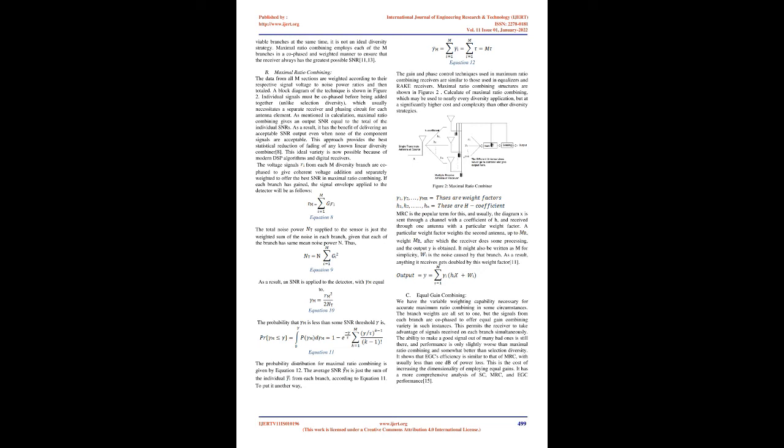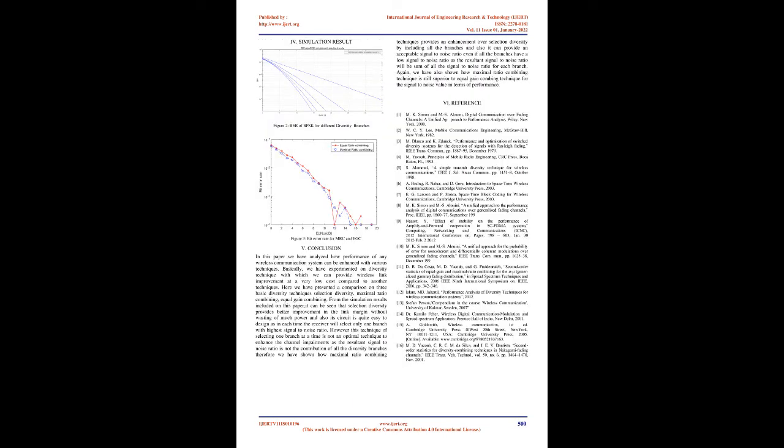This ideal variety is now possible because of modern DSP algorithms and digital receivers. The voltage signals from each of the M diversity branches are co-phased to give coherent voltage addition and separately weighted to offer the best SNR in maximal ratio combining. If each branch has gain, the signal envelope applied to the detector will be as follows, Equation 8. The total noise power supplied to the sensor is just the weighted sum of the noise in each branch, given that each of the branches has the same mean noise power N. Thus, Equation 9. As a result, the SNR applied to the detector is equal to Equation 10.